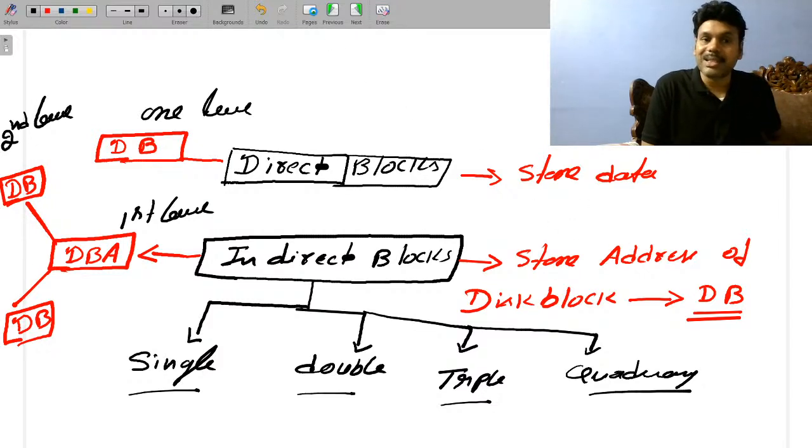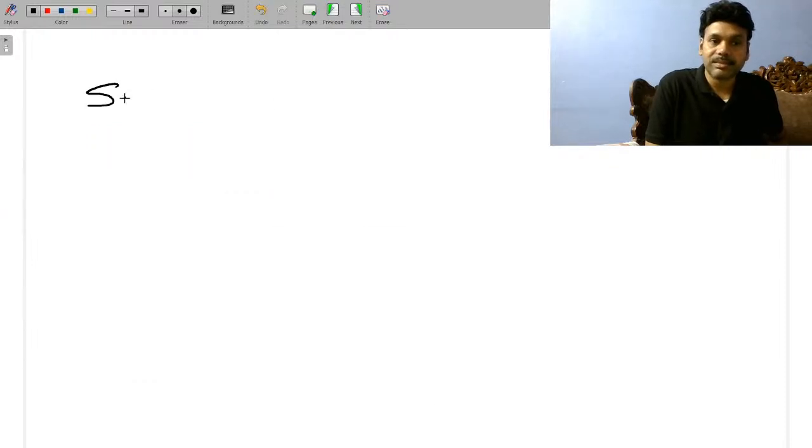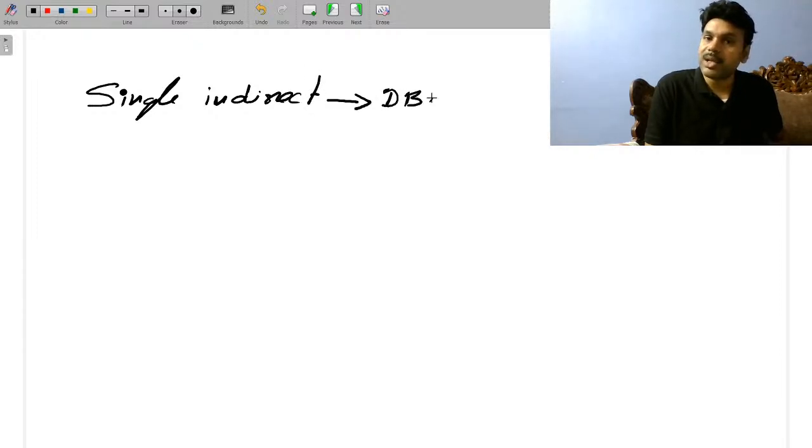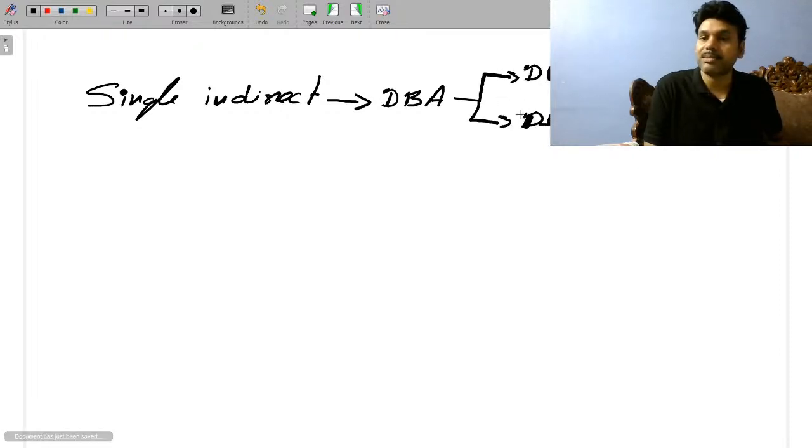If I am talking about single indirect, please understand. Single indirect means what? Only one level of indexing, which means first you store the DBA. In that DBA, I'm going to store what? Data, which stands for data bytes.